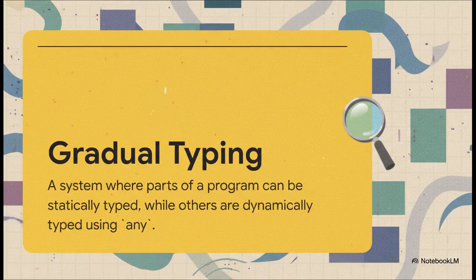And then they introduced this other concept, gradual typing, mostly through this special any type. And you guys, this was a total game changer. It meant you didn't have to throw out your entire existing JavaScript project and start from scratch. You could ease into it. You could add types gradually, file by file, function by function. It made the transition from the Wild West of dynamic JavaScript to the safer world of TypeScript incredibly smooth.